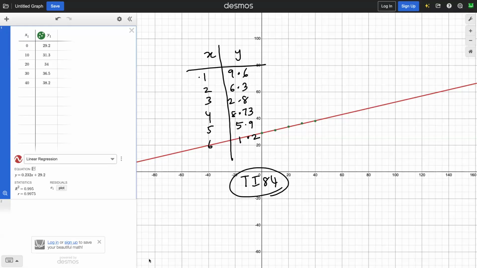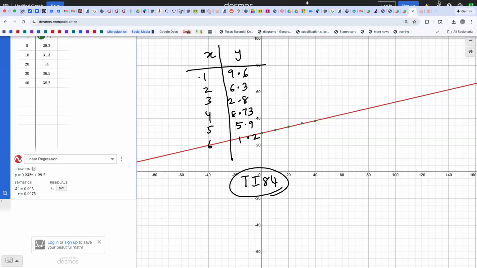Go ahead. Don't use Desmos, guys. Use the TI calculator and find out the regression coefficient for this set of data. I want to know whether it is positive correlation, negative correlation, strong positive, strong negative. What do you think? If we do that, that's an achievement today.